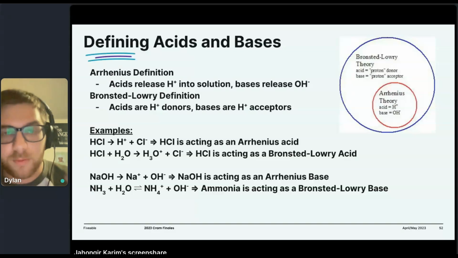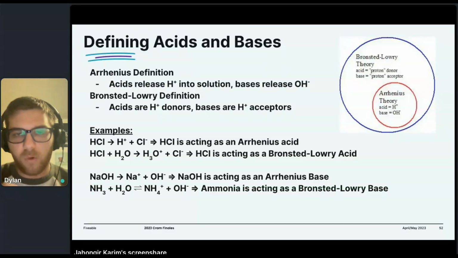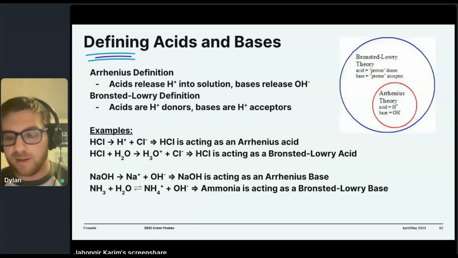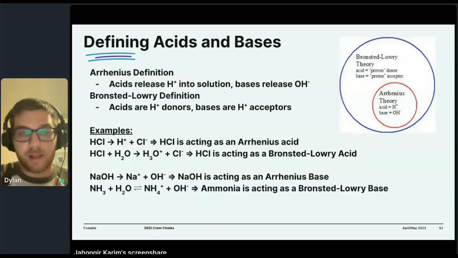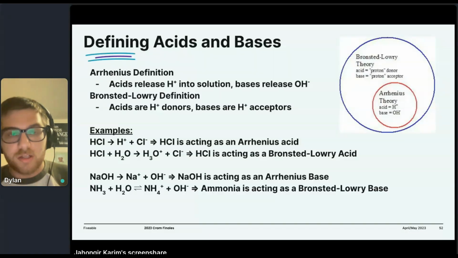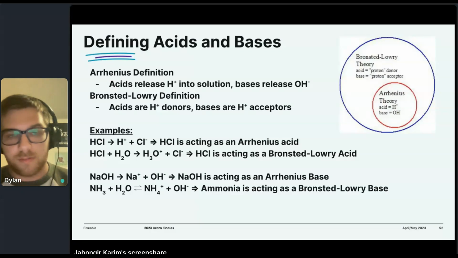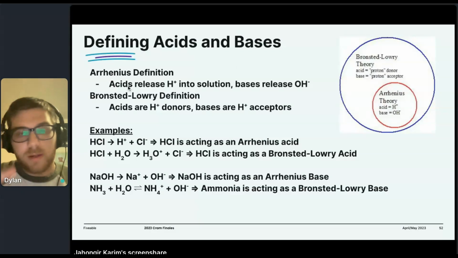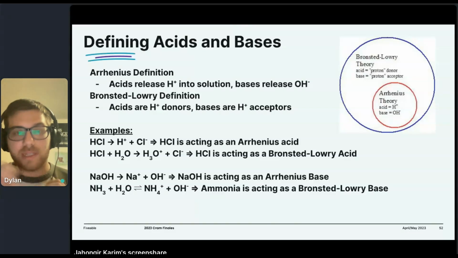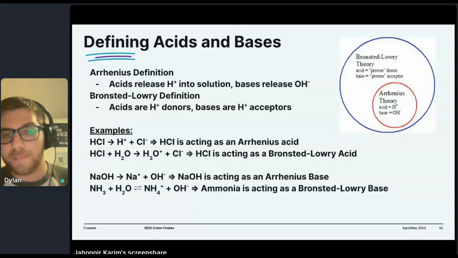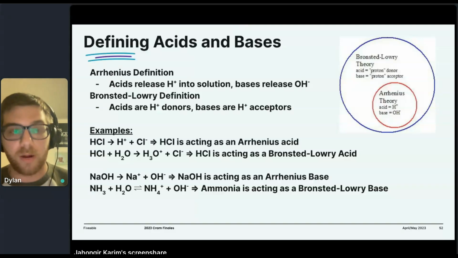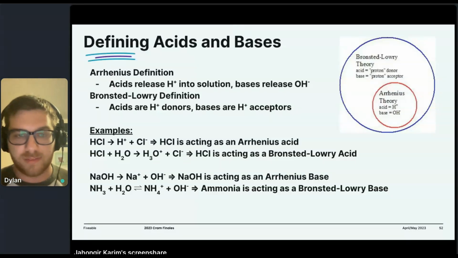A Bronsted-Lowry base or acid thinks of it more as a donation of a proton. So for example, HCl will react with water to create what's called a hydronium ion and chloride. In this case, instead of hydrochloric acid releasing H plus into solution, it donates that H plus to the base, water. And we'll talk a little about how water can function as both an acid and a base.